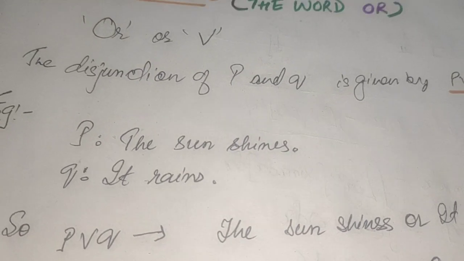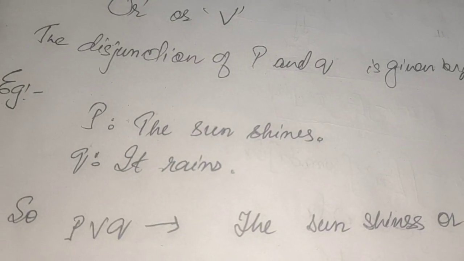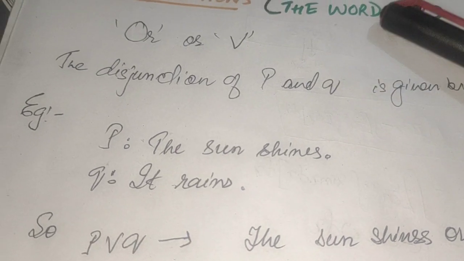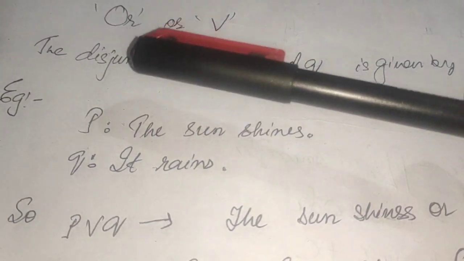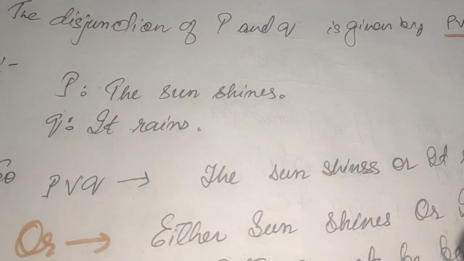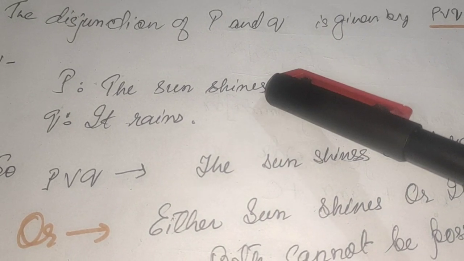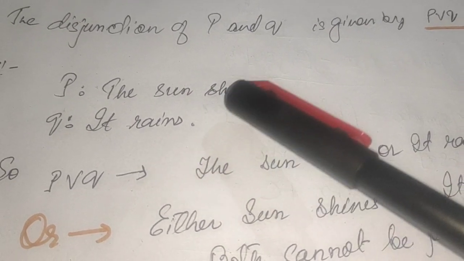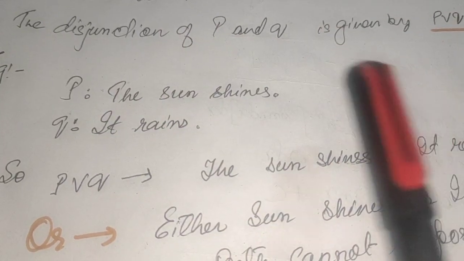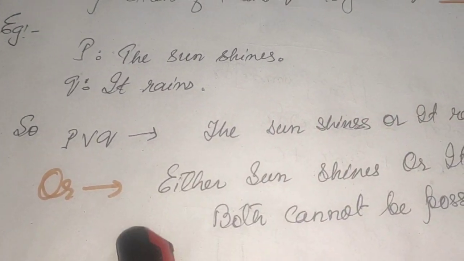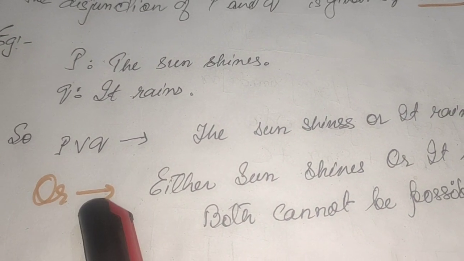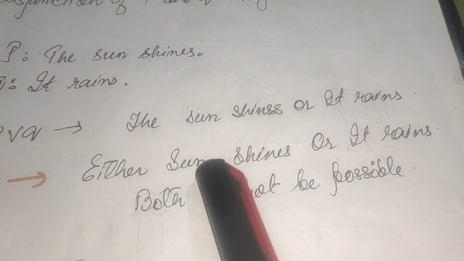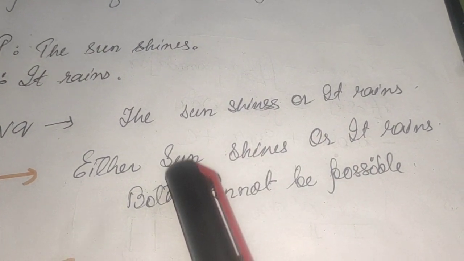So what type of statements can we take and apply this or operator to? Let us consider P is a statement, the sun shines. Q is another statement, it rains. From these two statements we can understand that only one condition is possible, either the sun shines or it rains. So P or Q, the sun shines or it rains, is the particular connective which defines either one particular statement. Both cannot be possible.